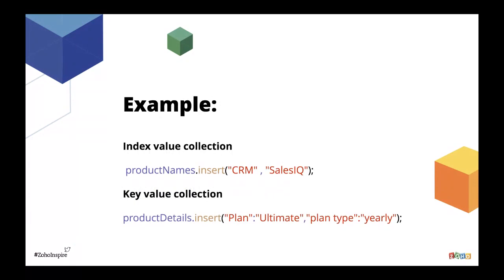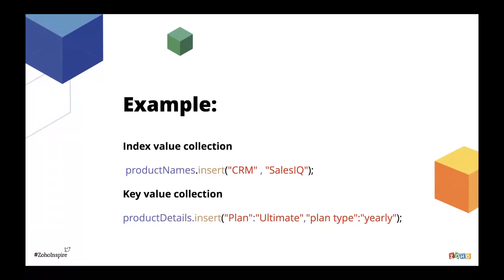Here's an example where I show you how to insert into an index value collection and a key value collection. For an index value collection, you say the collection name dot insert and then the different values to be inserted. This would insert into the existing product names. It would insert CRM along with sales IQ.